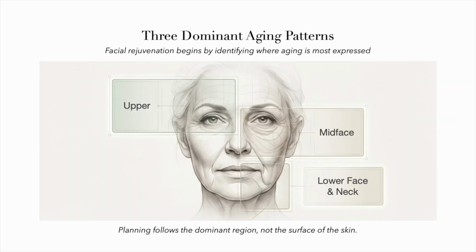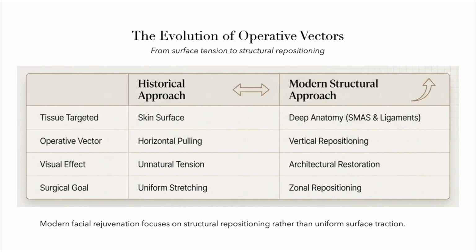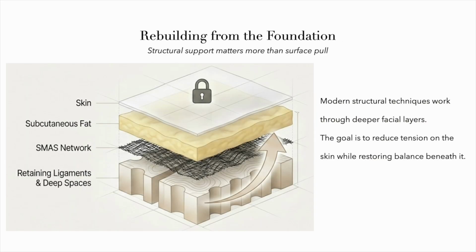In some faces, the upper face leads the aging process with broad descent and fatigue around the eyes. In others, the midface becomes dominant, with cheek descent, deeper nasolabial folds, and loss of central support. And in others, the lower face and neck define the pattern more clearly, with loss of jawline definition and increasing neck laxity. Once I identify the dominant region, surgical priority becomes clearer and the plan becomes more precise. That reading is where everything starts.